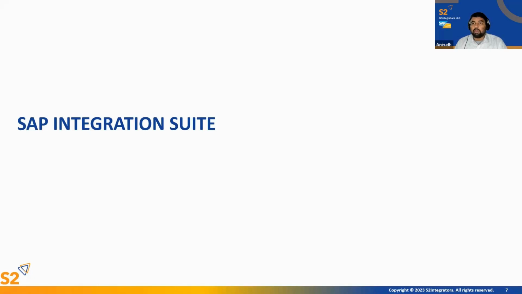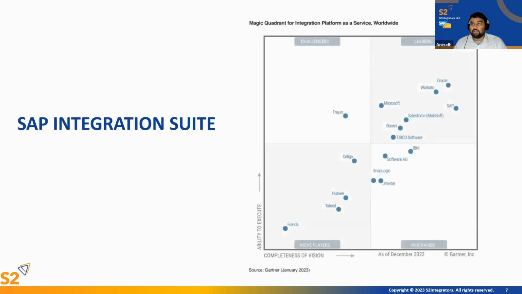Integration Suite has been recently put out by SAP as an integration as a service offering, but before that it has been in the lineage of HANA Cloud, Ariba, Concur, Fieldglass, so it's tried and tested, ready to be consumed right now. This is something that even Gartner is also looking at, right?